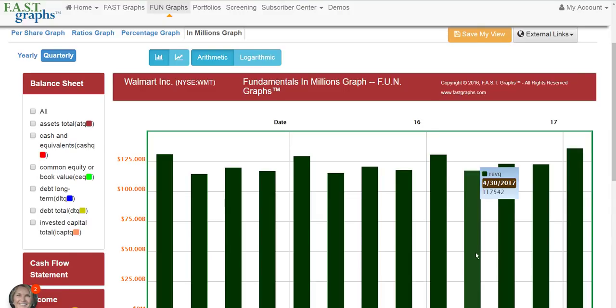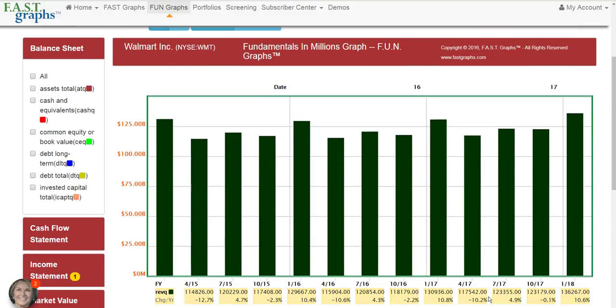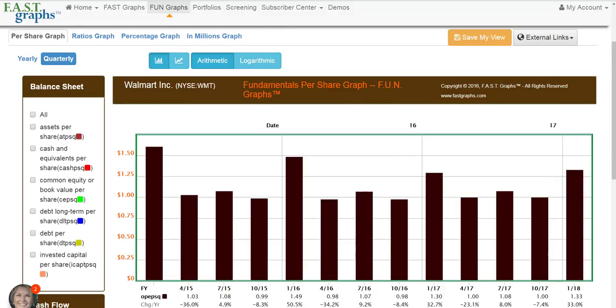And as Walmart reported, or as it was reported by Standard & Poor's Capital IQ in the situation report, they reported over $135 million for fiscal year 2018 versus only about 130 plus million a year ago. So I considered that a positive. So now I want to briefly go into the per share graph and look at some per share data.